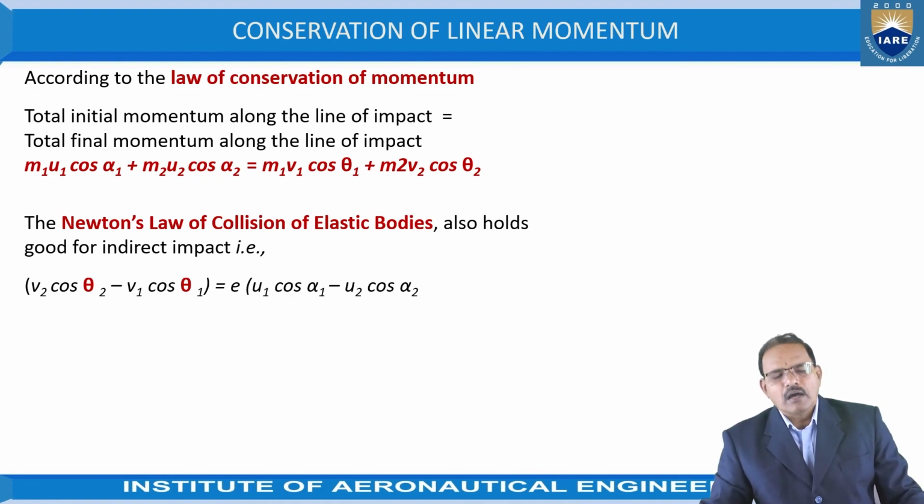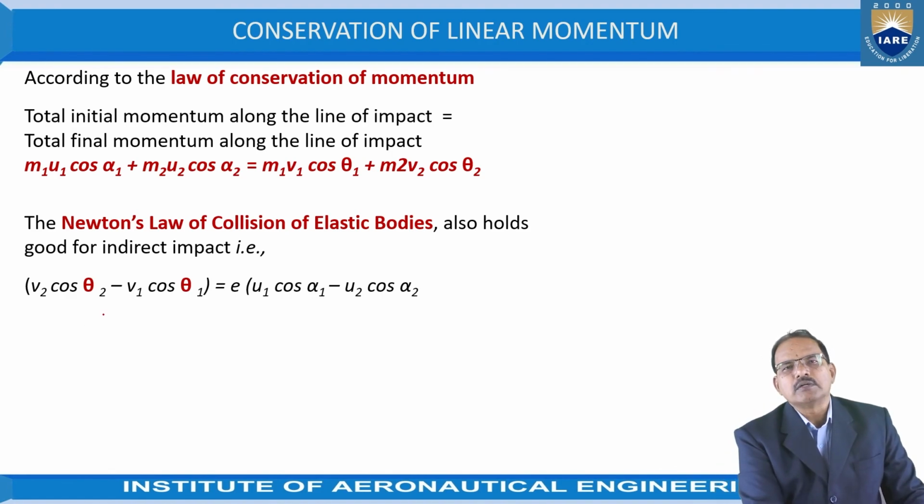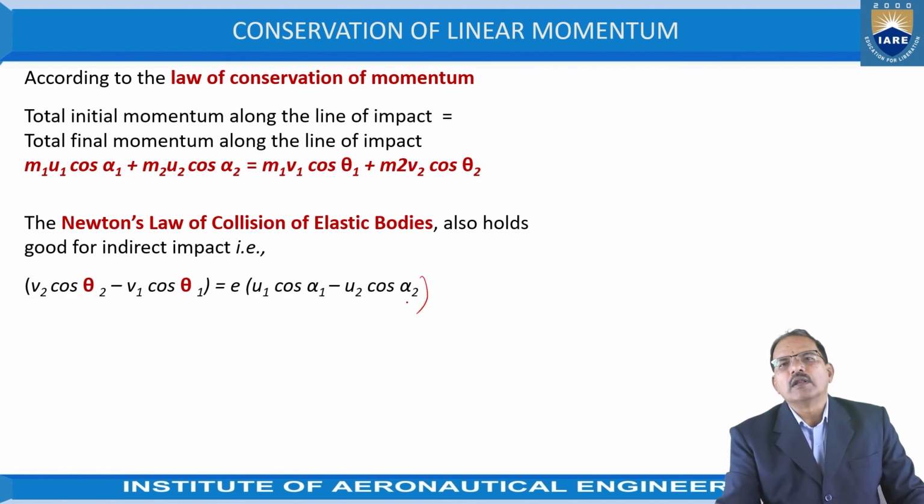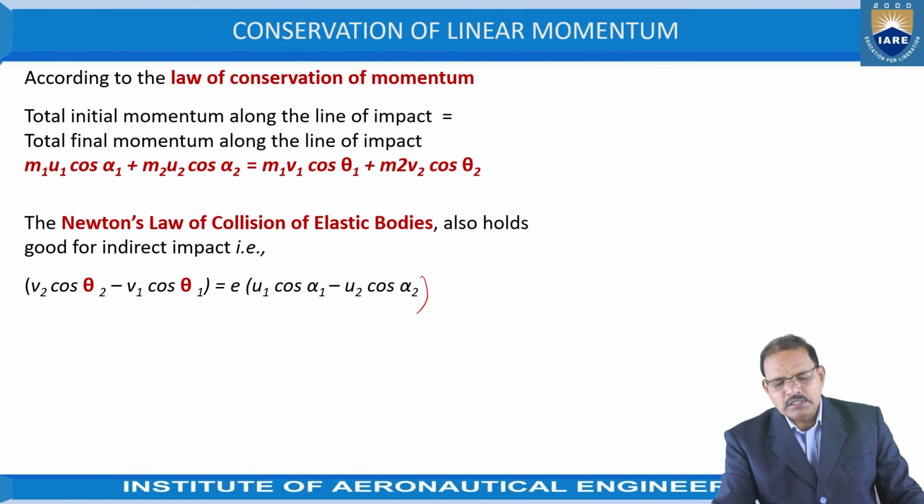That means the velocity of separation always bears a constant ratio with the velocity of approach. That means v2 cos theta 2 is representing the final velocity of the second body minus the final velocity of the first body, v1 cos theta 1. The difference is called the velocity of separation in the direction of line of impact. It bears a constant ratio, that is e, with the velocity of approach, that is u1 cos alpha 1 minus u2 cos alpha 2.